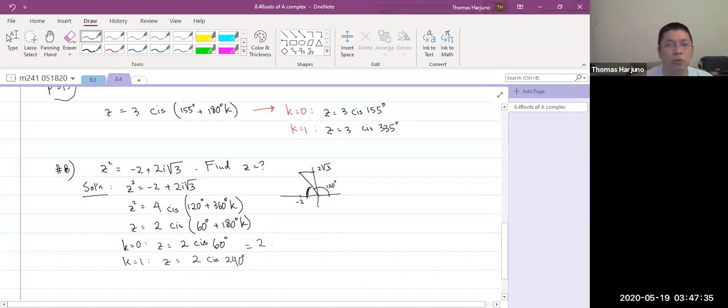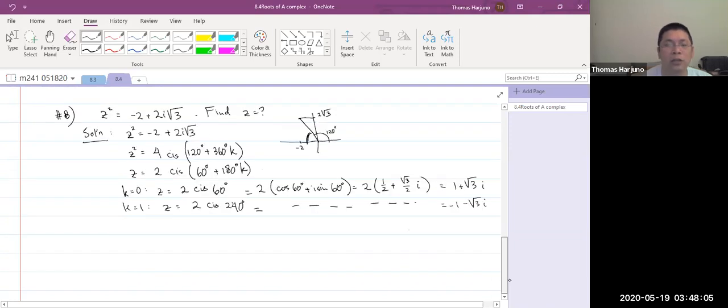This is 2 cosine 60 degrees plus i sine 60 degrees. That's 2 times 1/2 plus radical 3 over 2 i. That's 1 plus radical 3 i. I believe for this one here, I go the opposite. It will be negative 1 minus radical 3 i.